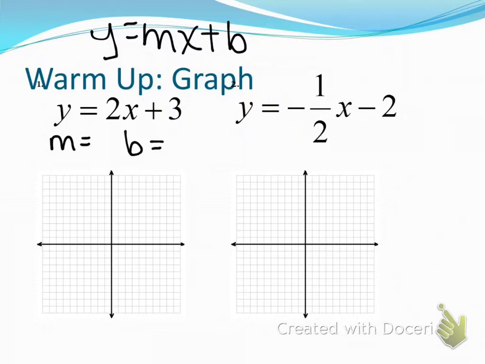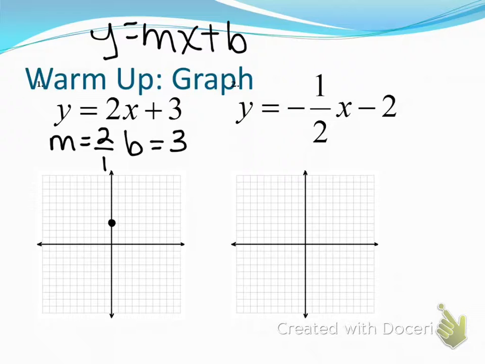Kian? M is 2, B is 3. Usually we like to write our slope as a fraction, so I would put 2 over 1. B represents our y-intercept, so we start off on our y-axis, which is the vertical axis, and we go up 3 and put a point. That's what it means for B to equal 3.